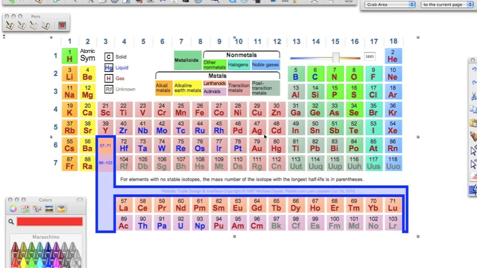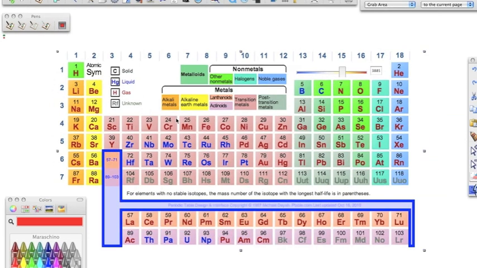Okay. Number 9, it's the fill in the blank section. It says the elements with the atomic numbers from 57 through 71 in the periodic table are called. So we look at these guys down here. This is 57 through 71 at the bottom. And we know that these guys are going to be the lanthanides. Okay, that's your lanthanide series.